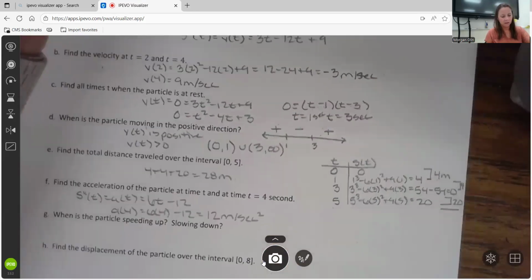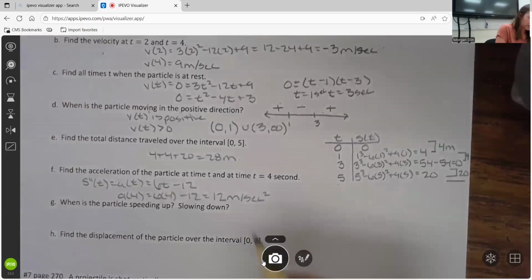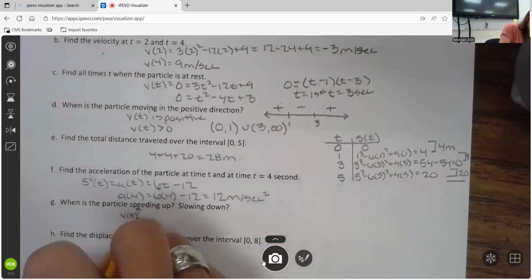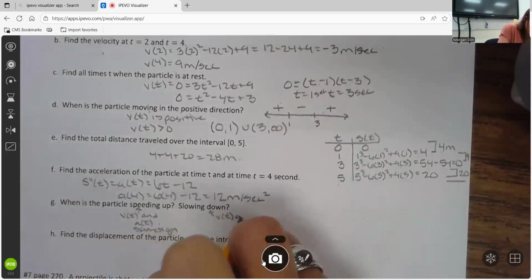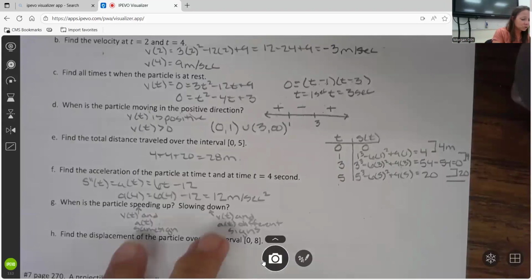Okay, when is the particle speeding up and when is it slowing down? When something is speeding up, v of t and a of t have the same sign. When it's slowing down, v of t and a of t have different signs. I always like to write out why, because a lot of times they're going to ask you to justify. This is your justification.